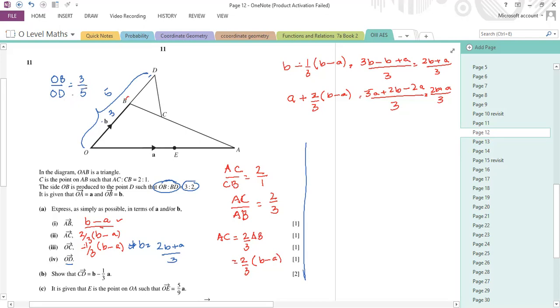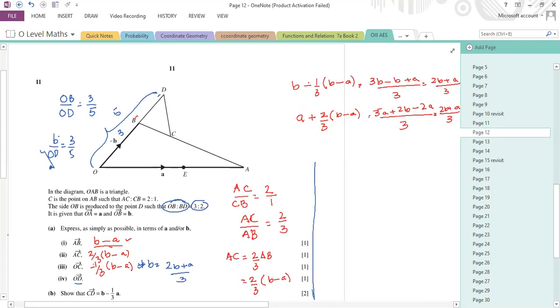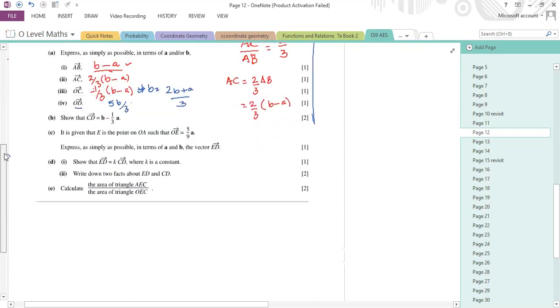Now we do not know OD, but we do know OB, right? So we will just plug in the values. OB we know is B, OD we don't know, but we know the ratio. It is 3 upon 5. So what will it become? If we cross multiply, it will become 5B upon 3 is equal to OD. So OD is 5B upon 3 is the answer for you.